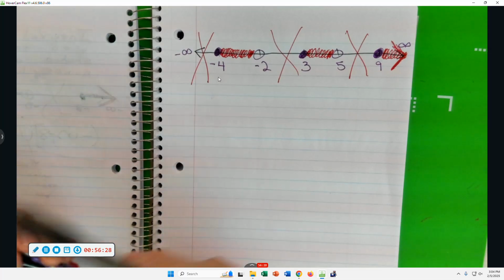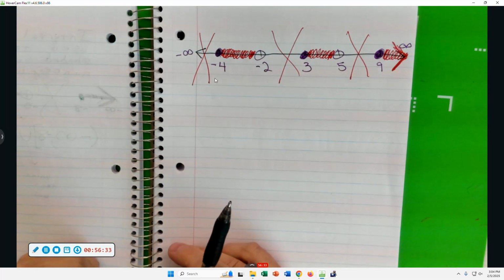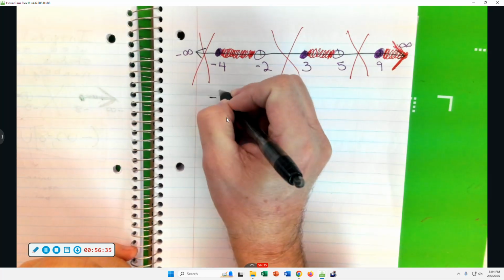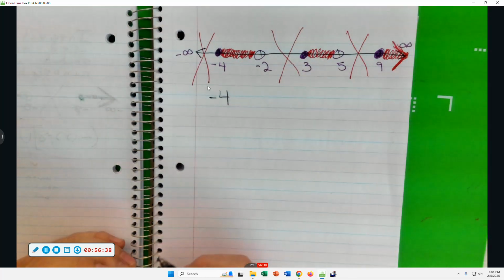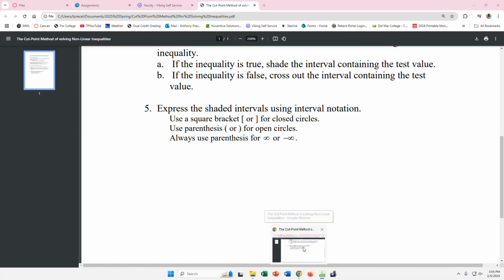What's the left-hand endpoint of this first shaded interval? -4. What will go in front of a -4? It's either a bracket or a parenthesis. Let's look back at the little step. For closed circles, you use a square bracket. So it's closed. We'll use a square bracket.